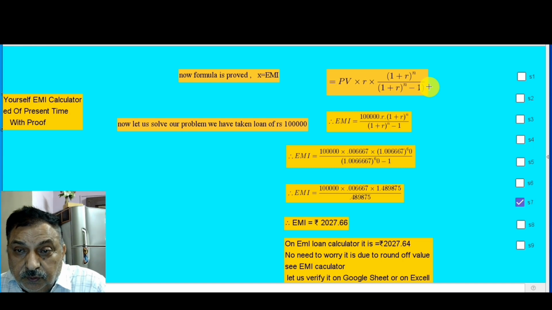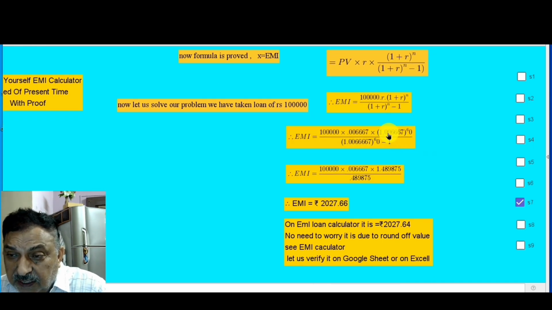Now let us solve our original problem. We have taken a loan of rupees 1 lakh. Therefore the EMI will be present value 1 lakh into r into 1 plus r power n, divided by 1 plus r power n minus 1. And the value of r is, as we calculated just 2 minutes ago, 0.00667, into 1 plus r power n. Adding the value of 1 plus r, we get this power 60. Here n means power 60, divided by 1 plus r, meaning 1.007 power 60, minus 1.